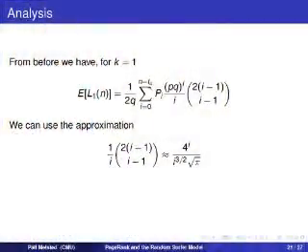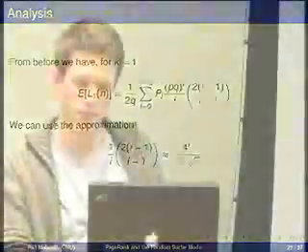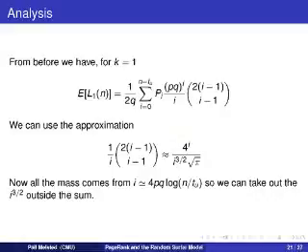It's roughly 4 to the i over i to the 3/2. And then all the contribution of the sum comes from i.